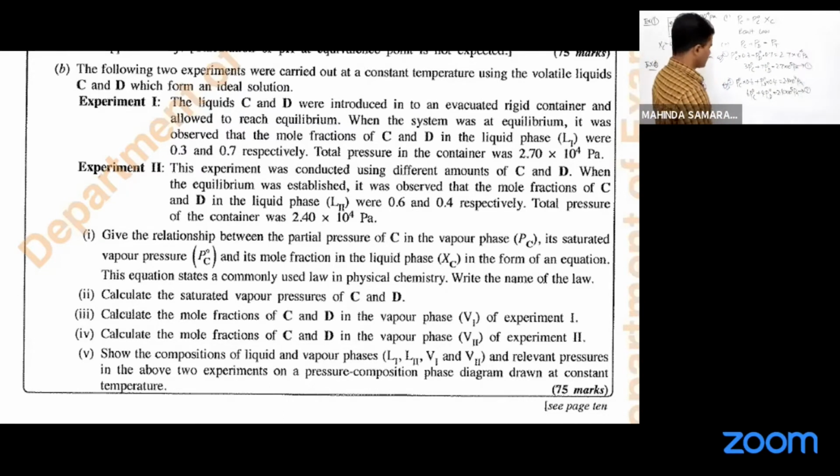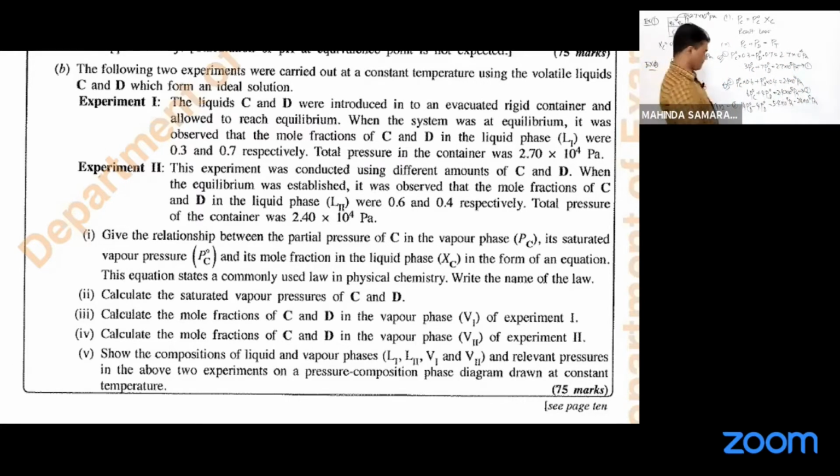Okay, how can we do that? 3 and 6, better to multiply this by 2. First one multiply by 2 and then subtract second one from this. This into 2 means 6P naught C, 6P naught C cancel out. This into 2 means 14P naught D minus 4P naught D equals this by 2, 5.4. This is 5.4 into 10 to the power of 5 Pascal minus 2.4 into 10 to the power of 5 Pascal.